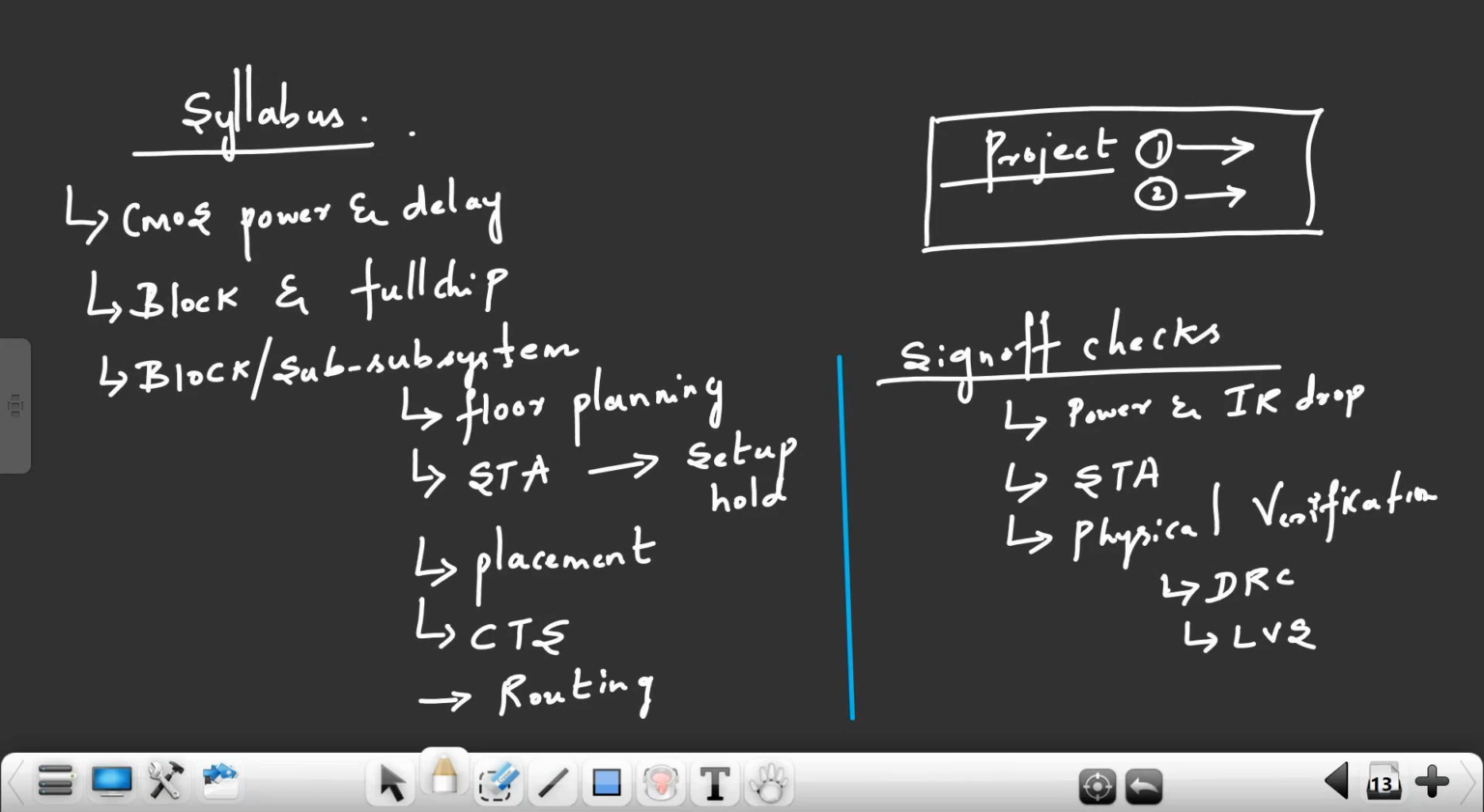I'll do only theory. One more thing I forgot: one session will be online and one session will be offline. Theory only; lab will be offline. Out of the two classes, Saturday and Sunday, one session will be online and one offline. Because I am also working on some projects.